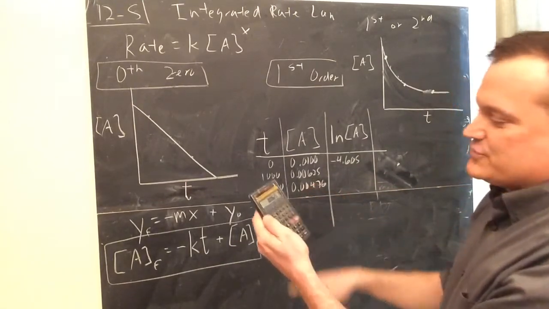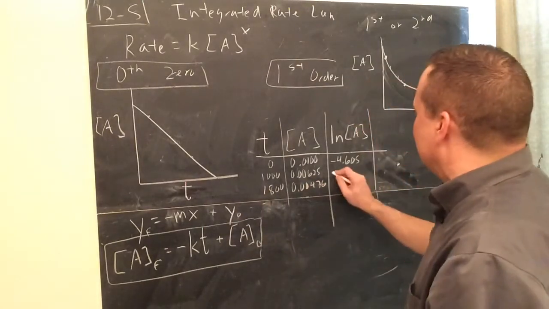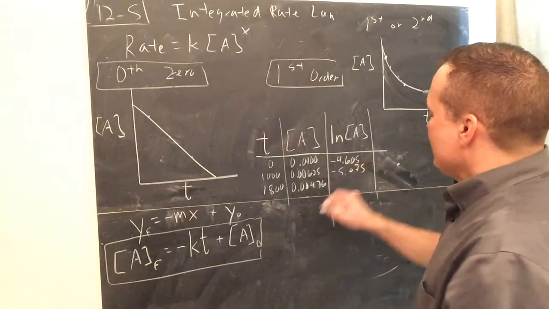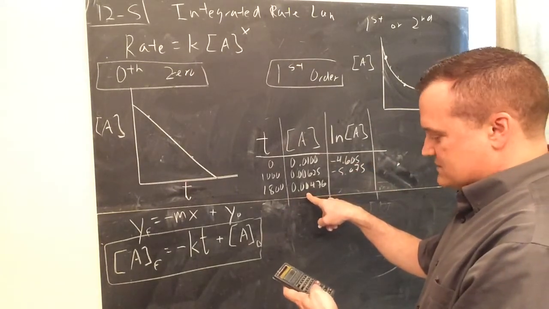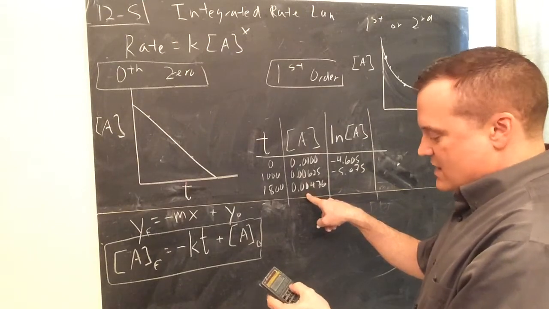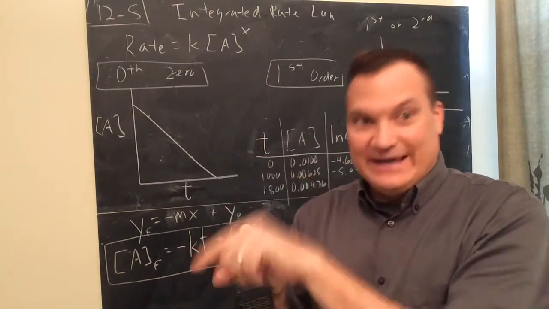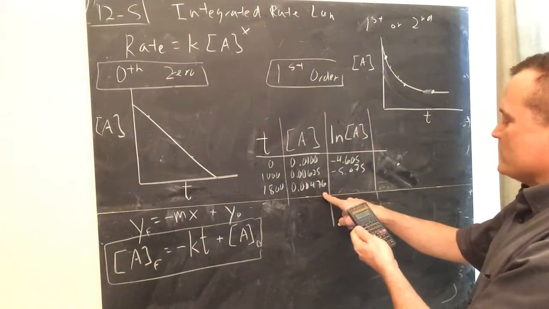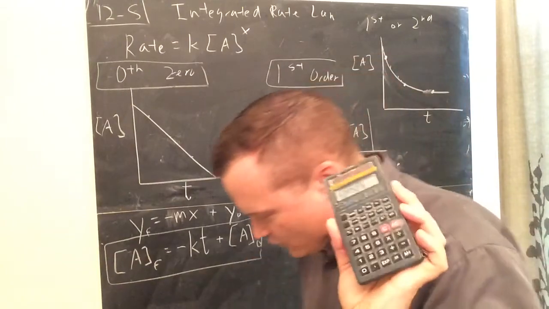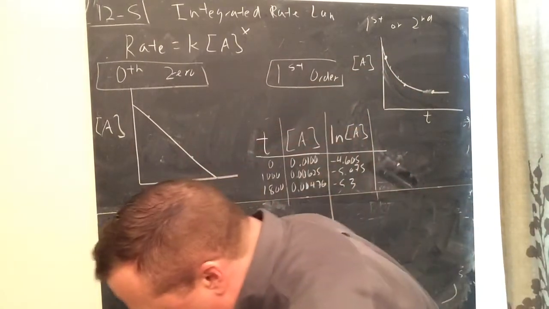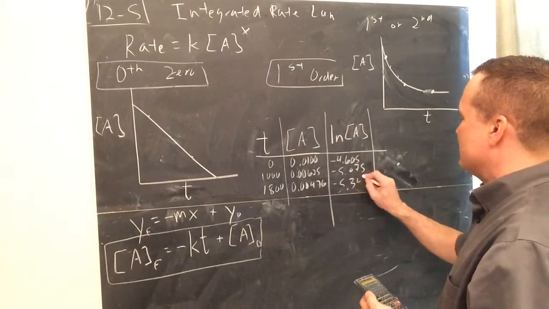0.00625, I pushed ln, and it's negative 5.075. And then if I push for this one, 0.00476 ln. Now, some calculators, you'll put ln, then type in the number, then enter, okay? But anyway, 0.00476 ln is negative 5.347, or 348 if you want to. It doesn't matter.